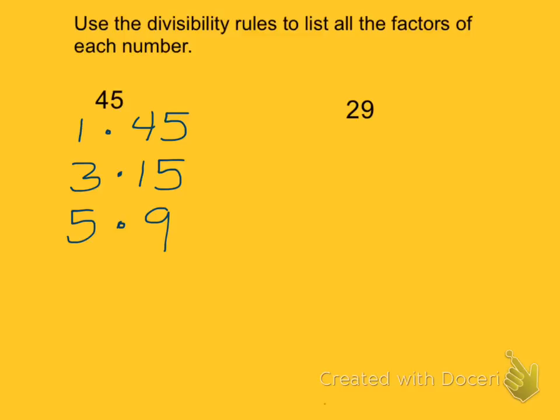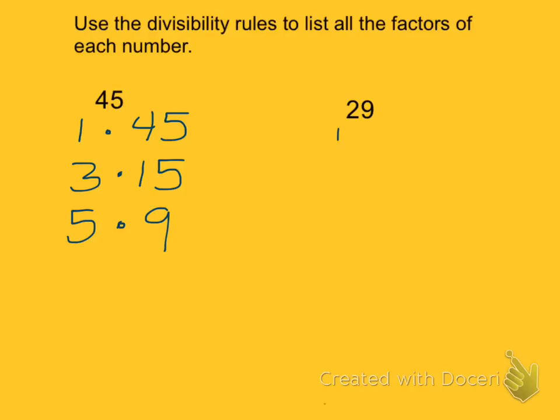6 does not work because it's not divisible by both 2 and 3. Then I just think about 7 and 8. Those do not work. 10 does not work. And then I go through 11, 12, 13. In my mind, I know. If you don't, just use some scratch paper. So 45 only has 6 factors to it.